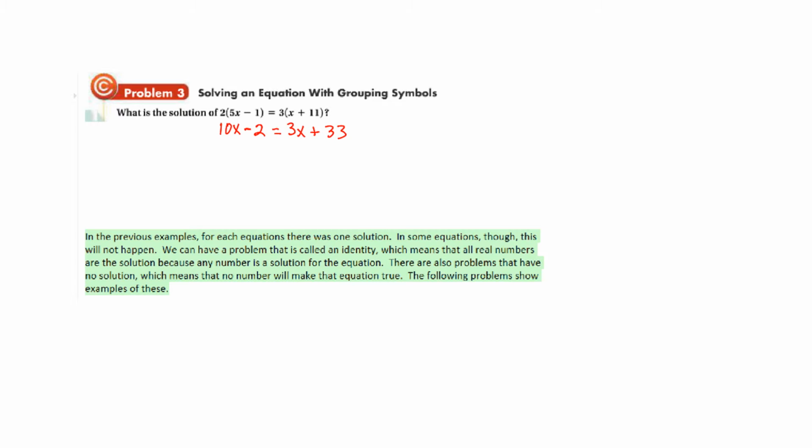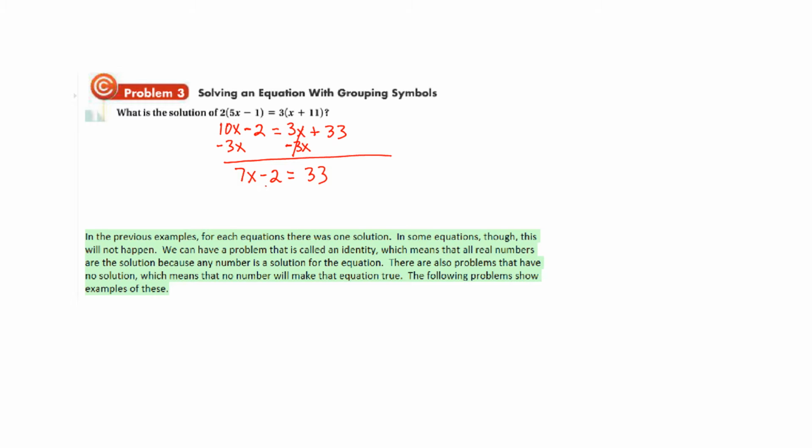So now I'm going to look to get my variable terms on the same side. 3x is smaller than 10x, so I do the inverse of positive 3x, which would be minus 3x. And if I do it on one side, I also have to do it on the other. So 10x minus 3x is 7x. Bring down my minus 2. That zeroes out on the right, and then I bring down my 33.